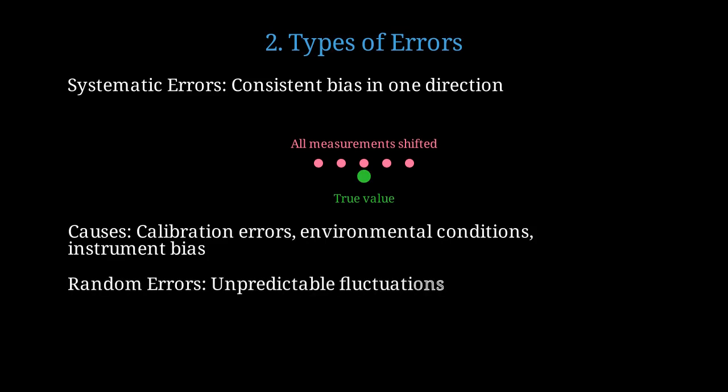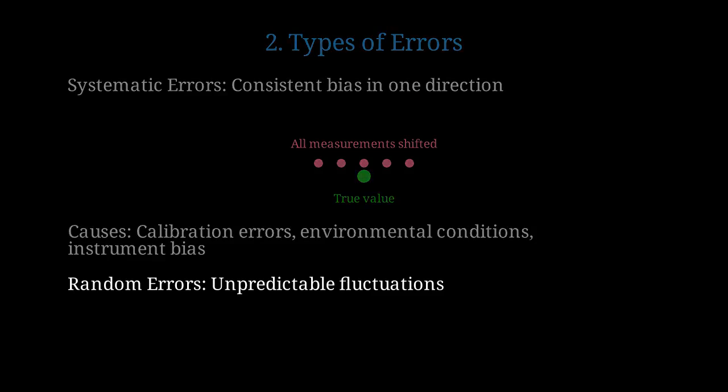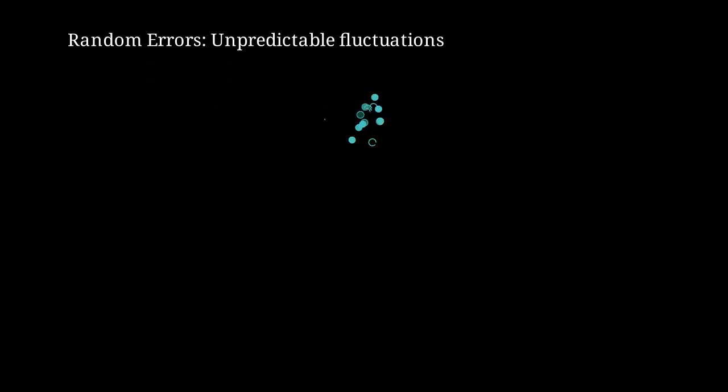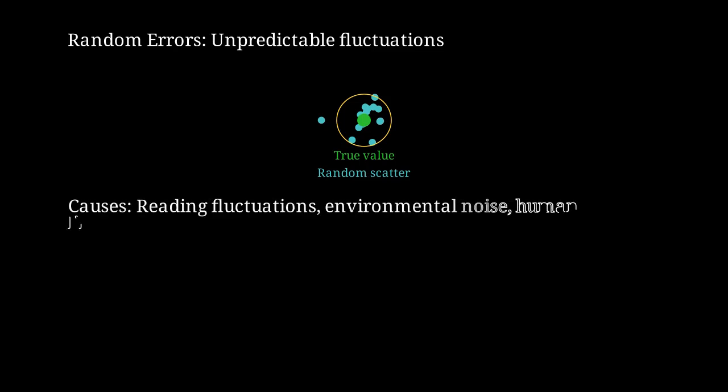Random errors are unpredictable fluctuations that scatter measurements around the true value. Random errors create a scatter pattern around the true value. Notice how the measurements are distributed randomly in all directions. Random errors come from reading fluctuations, environmental noise, and limitations in human precision when taking measurements.